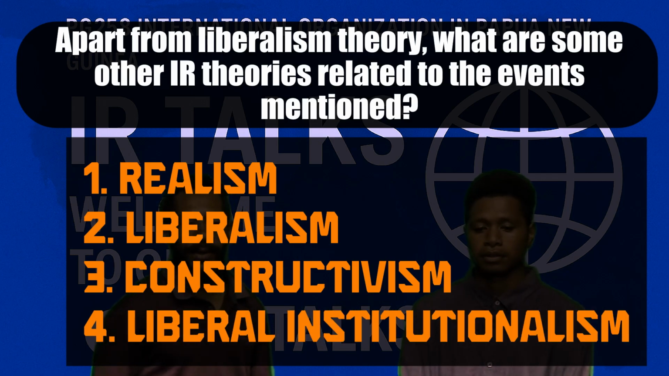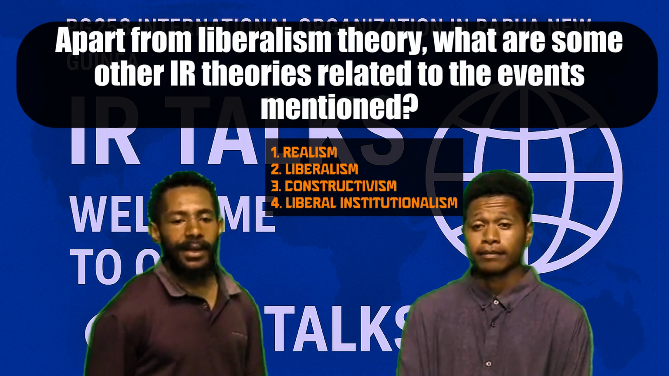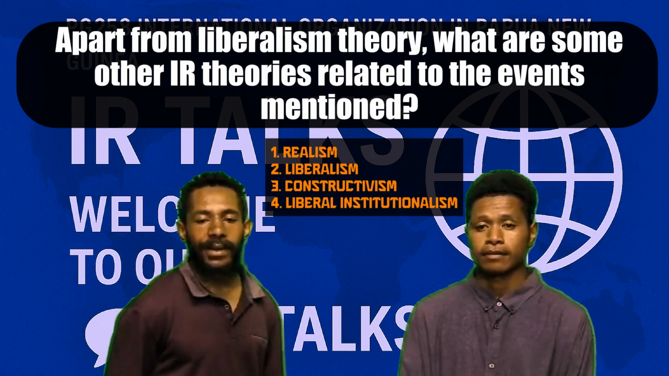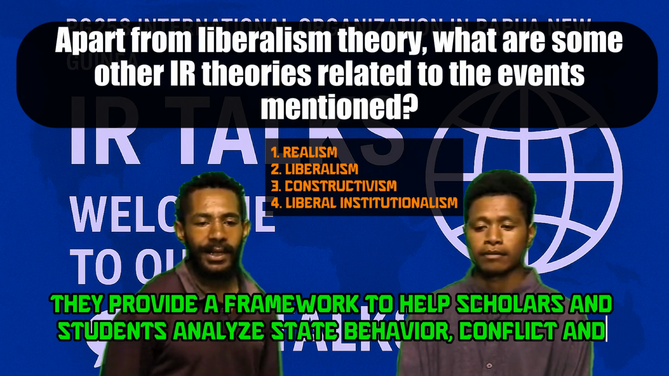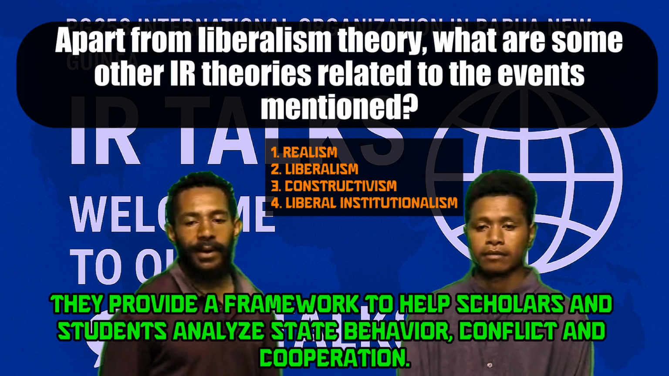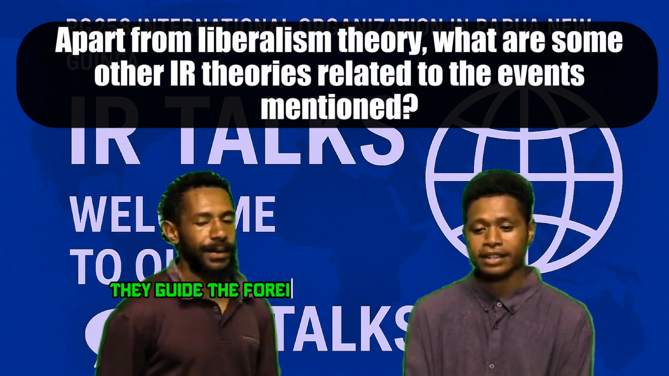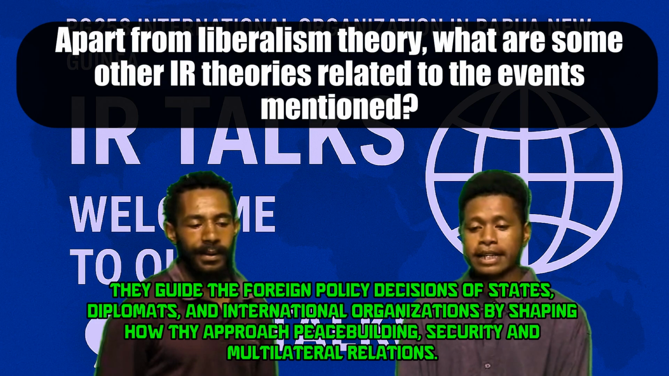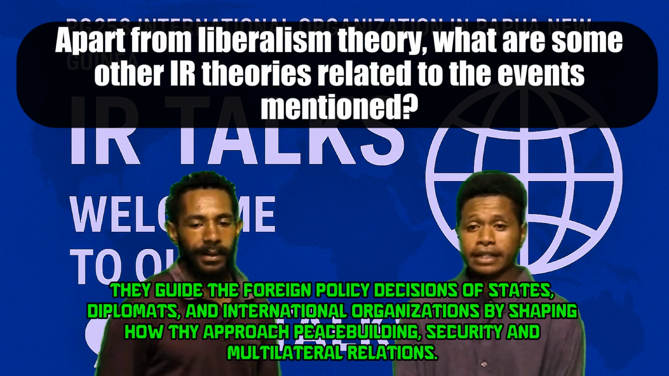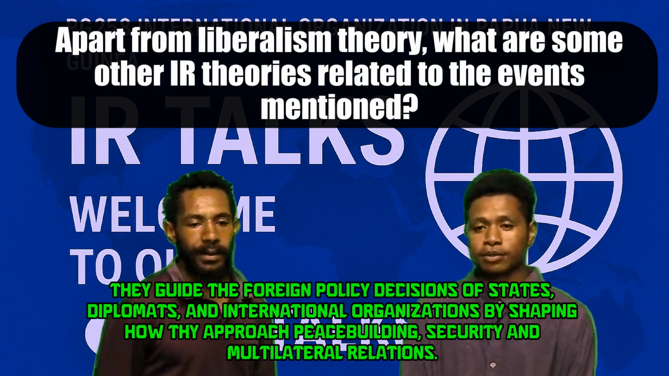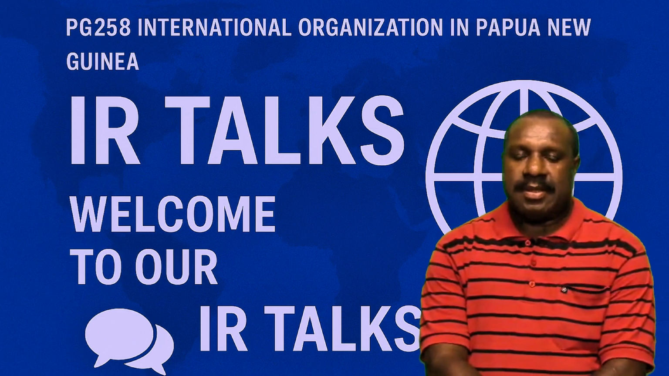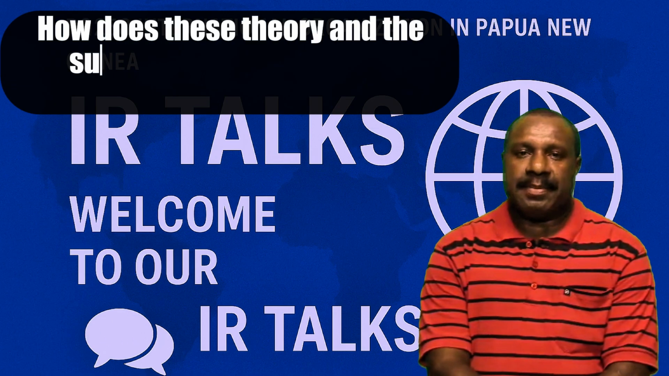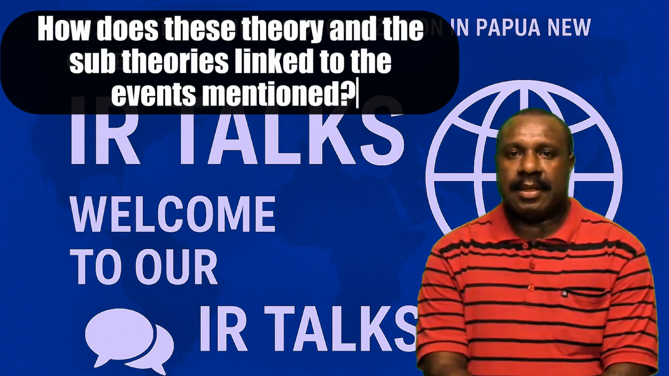According to Eagle and Palace 2015, international relations theories are important because they do two things. Firstly, they provide a framework to help scholars and students analyze state behavior, conflict, and cooperation. Secondly, they guide the foreign policy decisions of states, diplomats, and international organizations by shaping how they approach peace building, security, and multilateral relations. So how does this theory and the sub-theories link to the events mentioned?